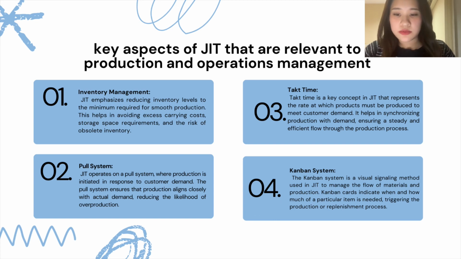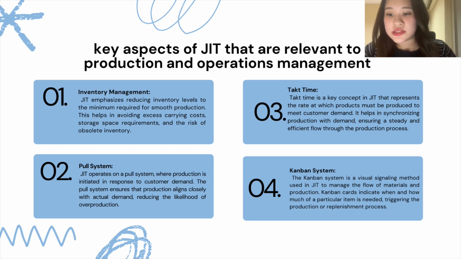Ten key aspects of just-in-time that are relevant to production and operations management. The first one is inventory management. Just-in-time emphasizes reducing inventory levels to the minimum required for smooth production. The second is the pull system. Just-in-time operates on a pull system where production responds to customer demand. This system ensures that production correlates with actual demand, reducing the likelihood of overproduction.